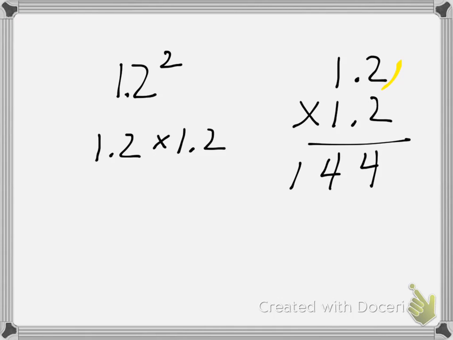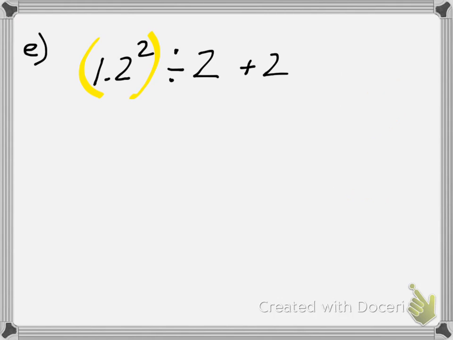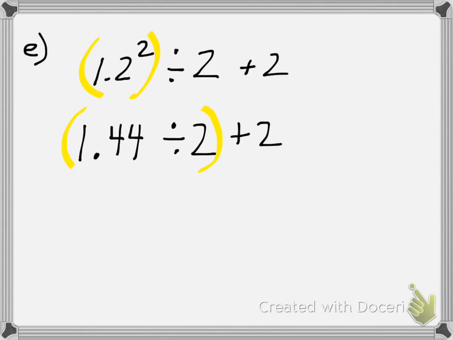Then we can count our places. 1 place, 2 places. So 1 and 44 hundredths. So this became 1 and 44 hundredths. Everything else that we didn't use, divide by 2 or plus 2, so we write those down. Now we continue and we do division before we do our addition. So 1 and 44 hundredths divided by 2.